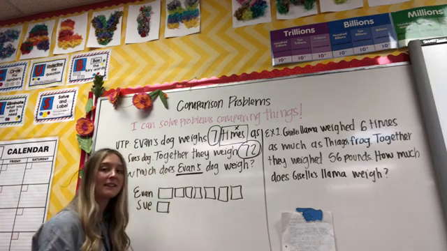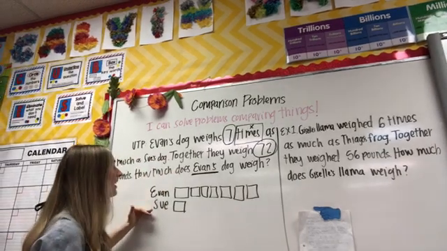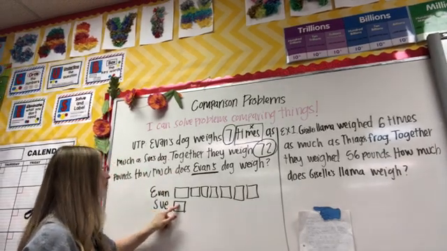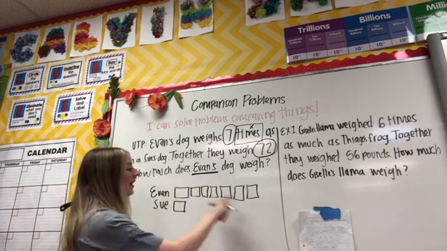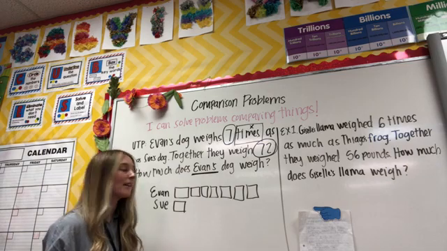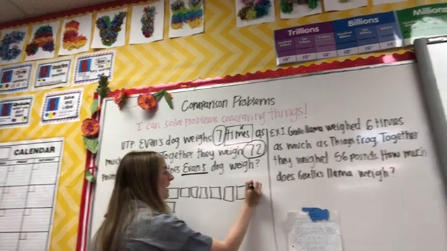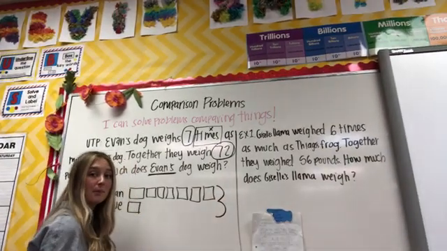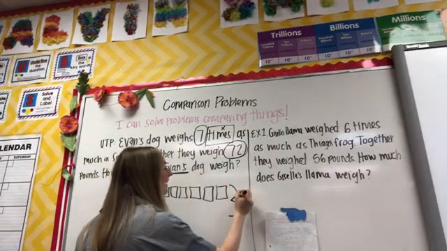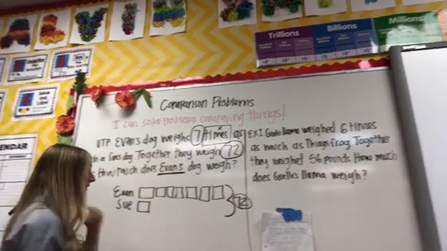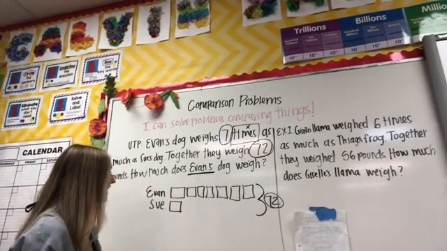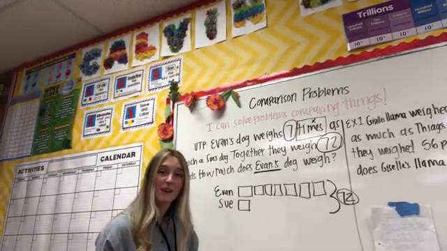Hopefully that makes sense. We just wrote Evan and Sue, and Sue's dog weighs 1 box, but Evan's dog weighs 7 times that many, so I gave Evan's 7 boxes. And then we know that if we added both of these puppers up, we would get 72 pounds. We want to know how much Evan's dog weighs.